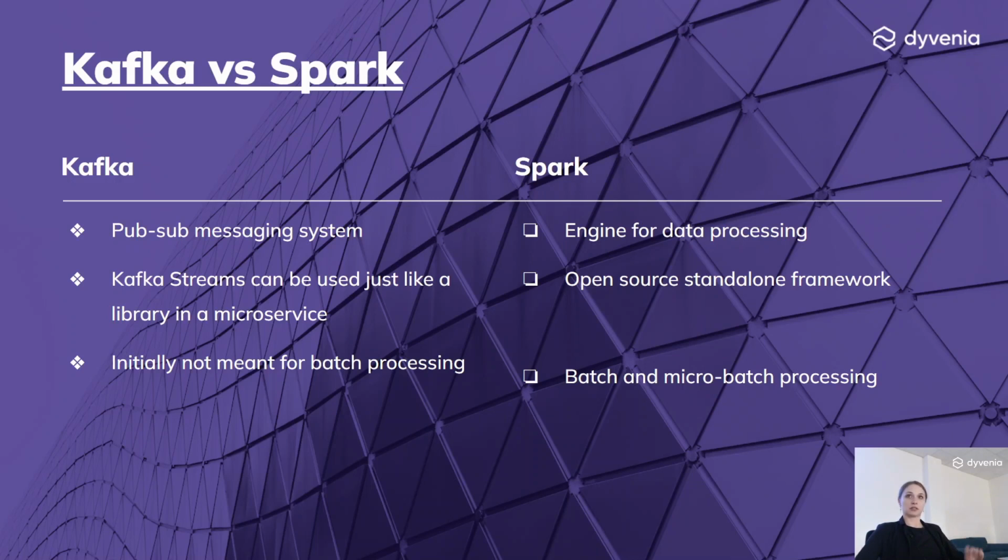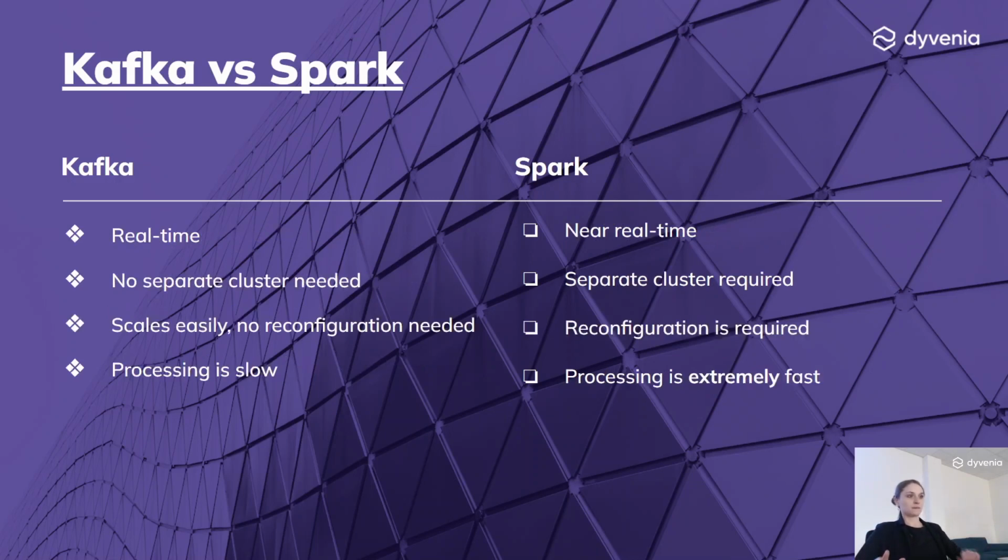Kafka is not meant initially for batch processing, it's meant for real-time streaming, while Spark is intended to be batch processed. So this is a very major difference. Kafka can do real-time, while Spark is more near real-time. You don't need a separate cluster on your machine, on your server for Kafka, while in Spark you need a separate cluster for certain use cases.